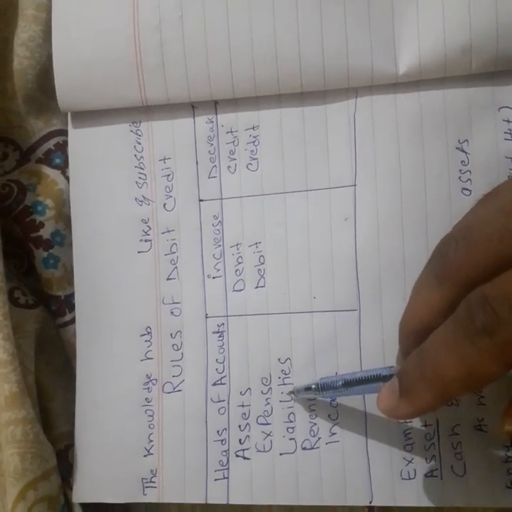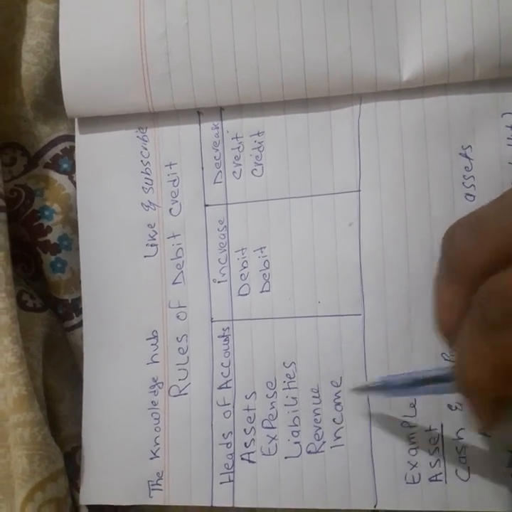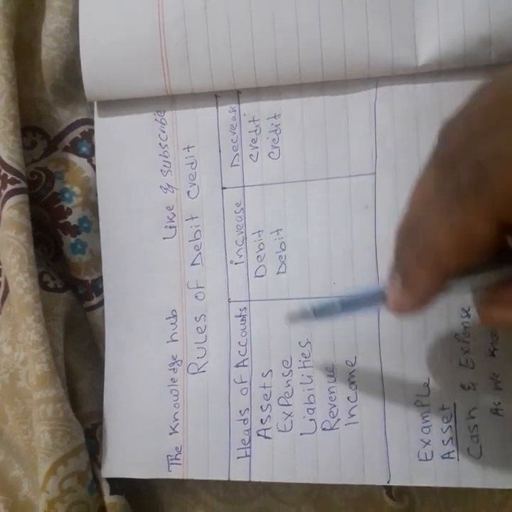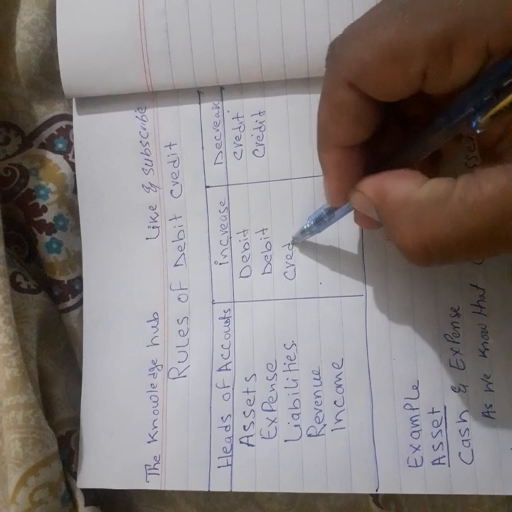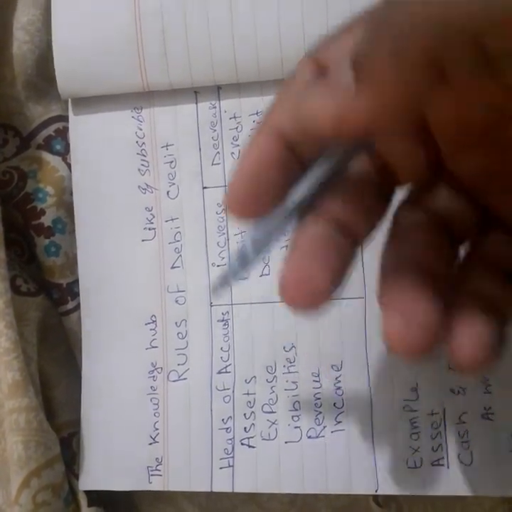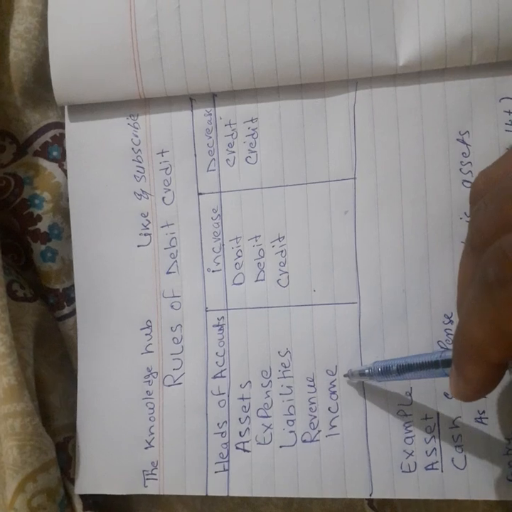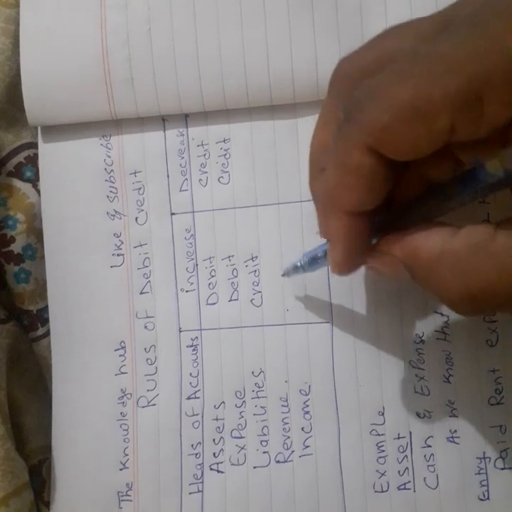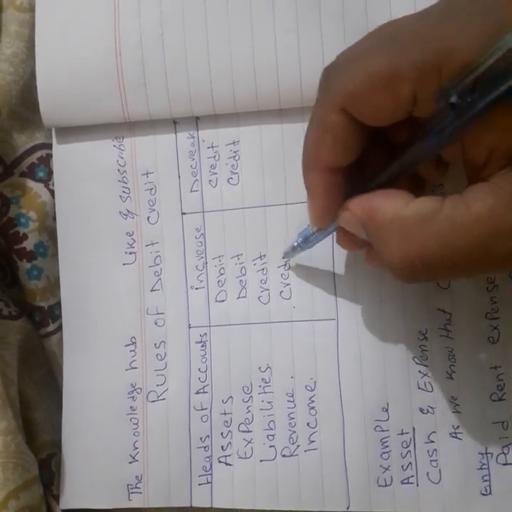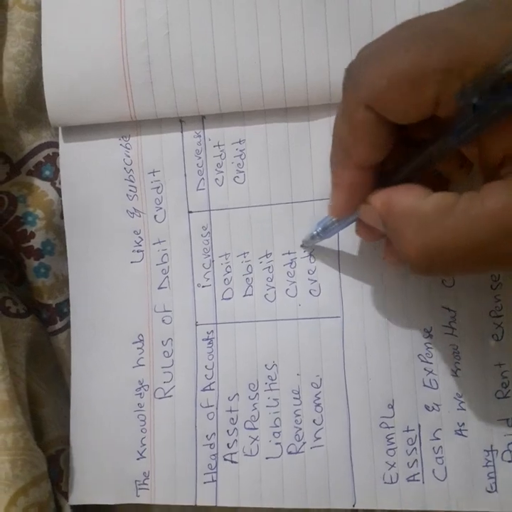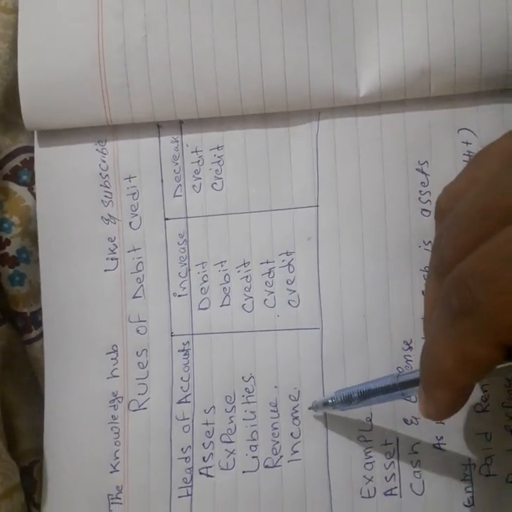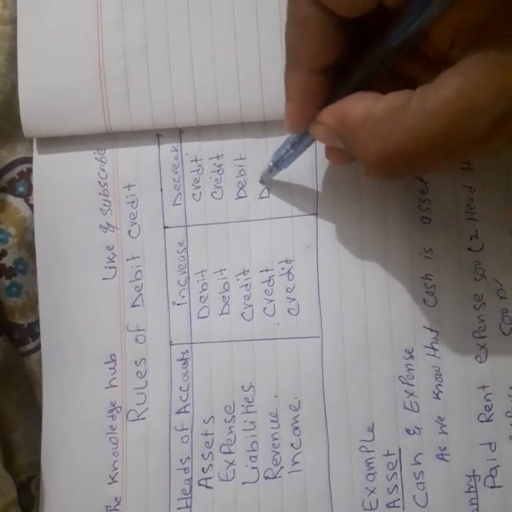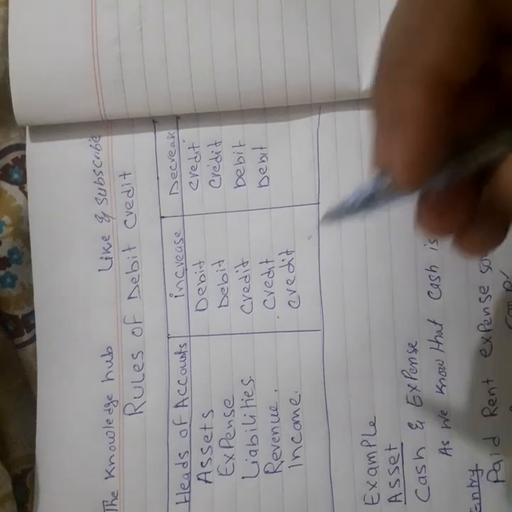Now we talk about liabilities, which we have to pay. If the liabilities increase, it is always recorded on the credit side, as compared to expenses and assets. Revenue and income are just like a liability. If revenue and income increase, they are also recorded on the credit side. And decreases in liability, revenue and income we always record on the debit side. You have seen this on this paper.